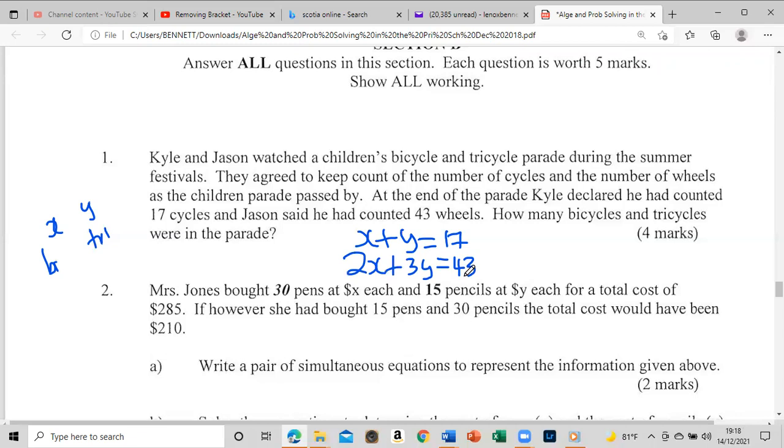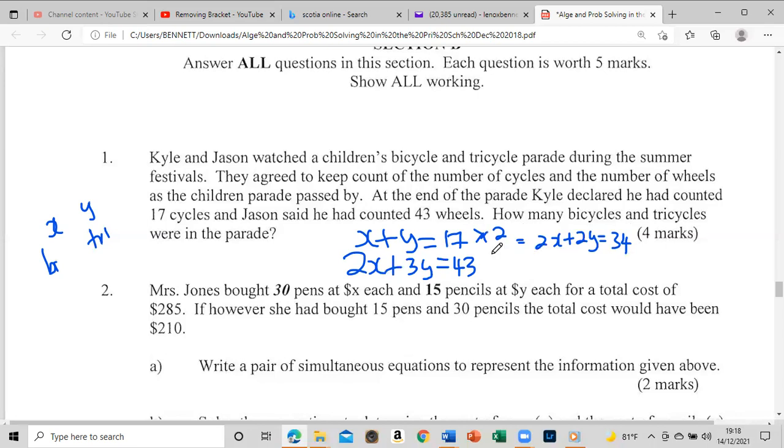So a bicycle has 2 and a tricycle has 3. So I can multiply this by 2 and see what we get. So we get 2x plus 2y. 17 times 2, that's 34. Now solve it. We don't get it yet.